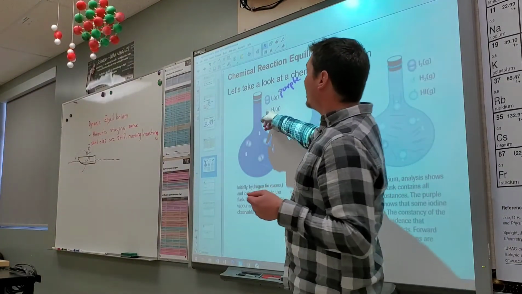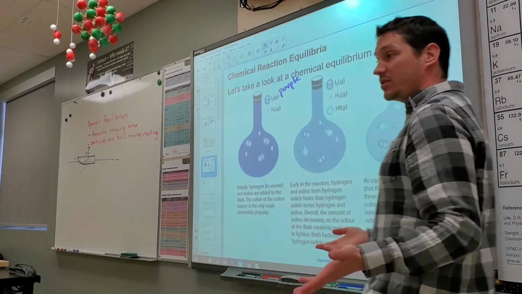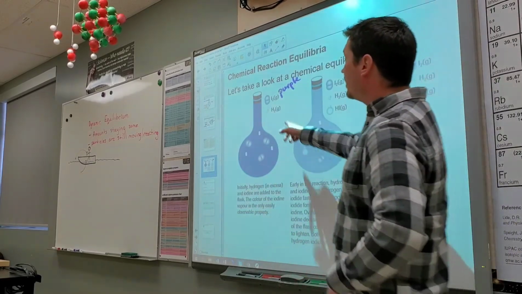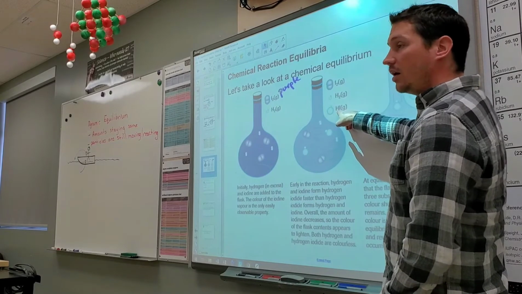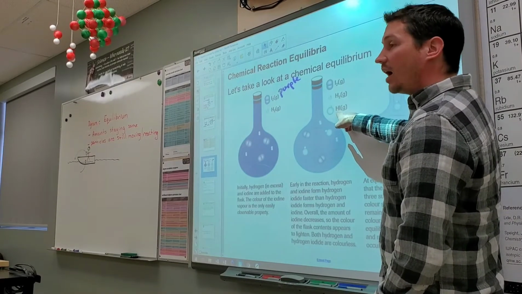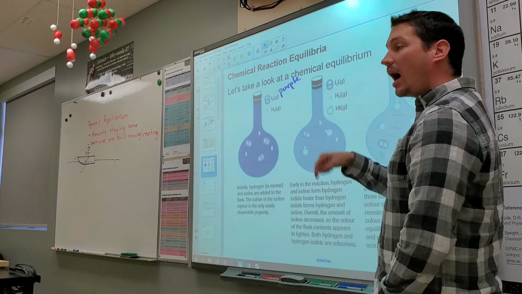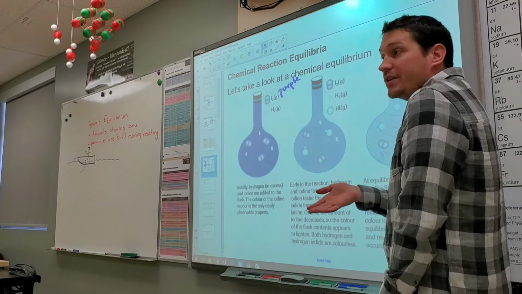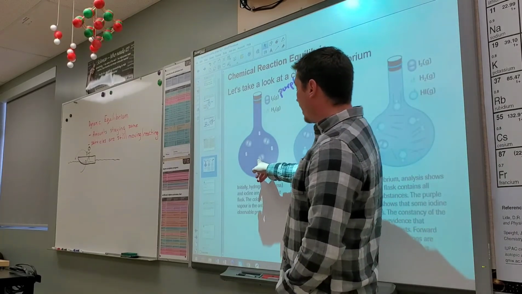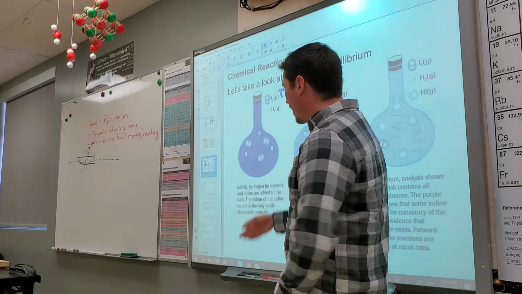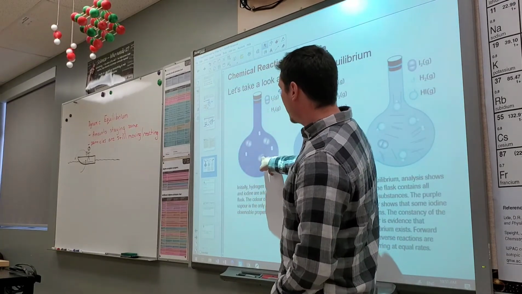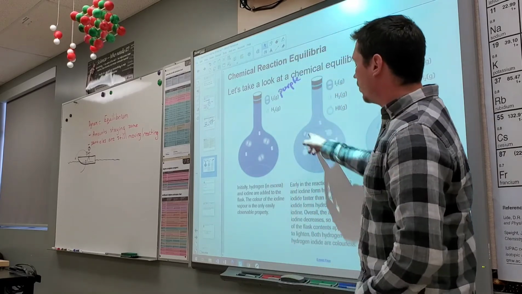Now the hydrogen and the iodine can react with each other. When they react, they make hydrogen iodide. When they make hydrogen iodide, there's less iodine gas than there was earlier. So here we've got how many iodine molecules? 3. And when this molecule reacts with that molecule, all of a sudden we've got only 2 left.